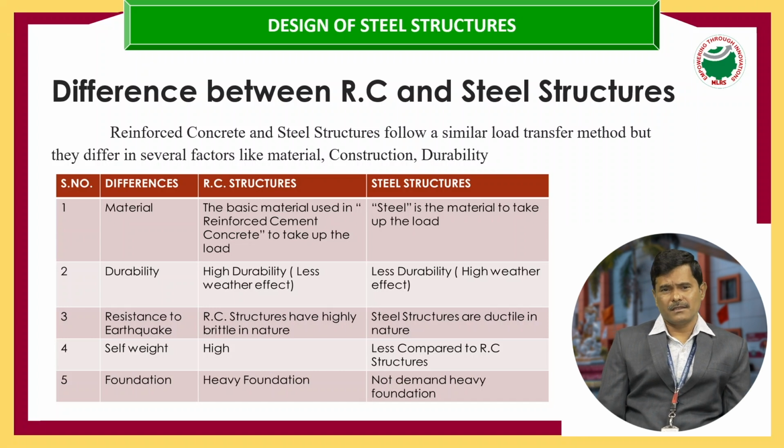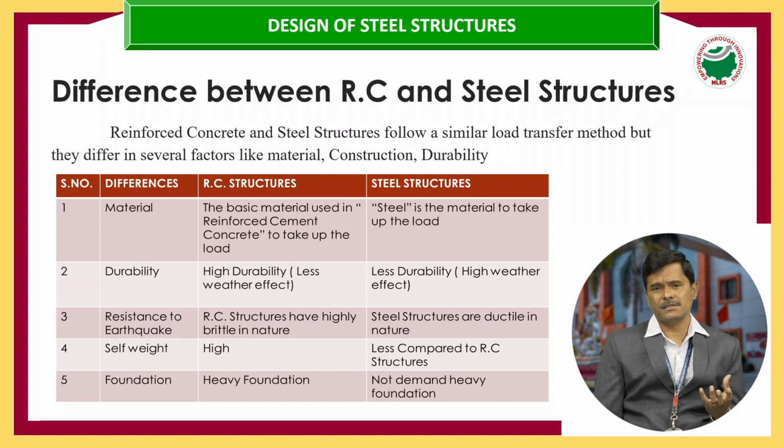How? Generally, in RCC structure, if you use 100 kg of RCC, it will carry only 100 kilonewton of load. But in the steel structure, if you use 100 kg of steel, it can carry more than 100 kilonewton, maybe 1000 kilonewton also. So that's why with minimum weight it can have more load carrying capacity. That's the reason why the self weight increases when you use the RCC structure. But in the steel structure, the self weight will be reduced.